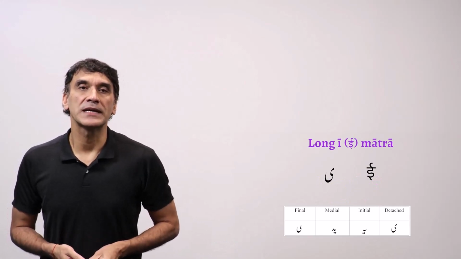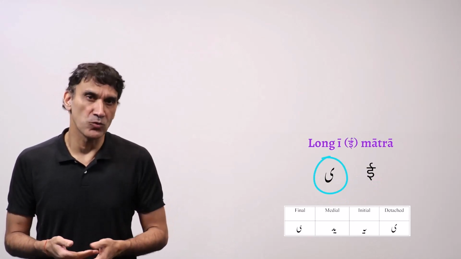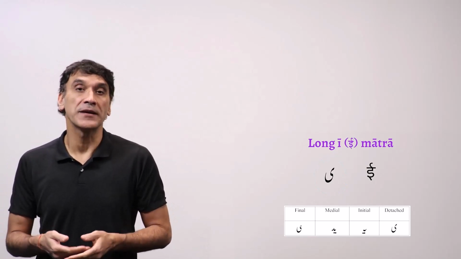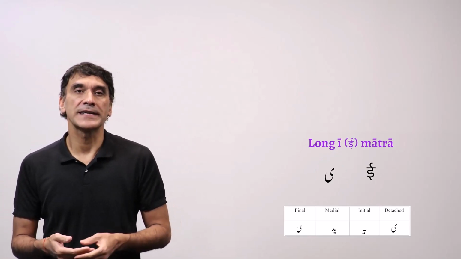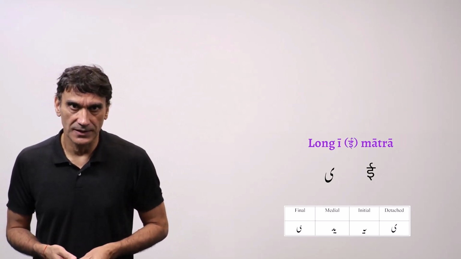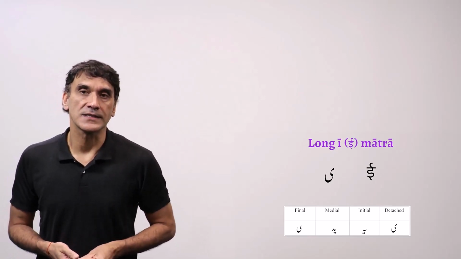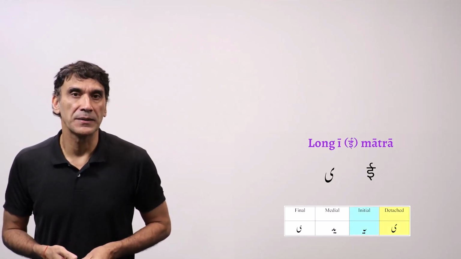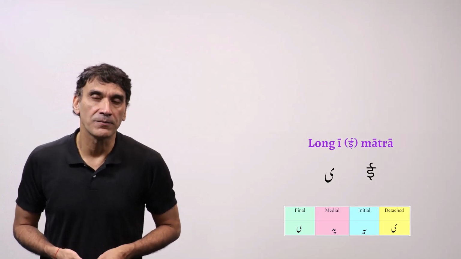The Hindi long mātrā is represented by Choti Ye in Urdu. We have taken Choti Ye in our previous videos on Choti and Badi Ye. Here, we will take the Choti Ye only in the function of Hindi long mātrā. Just like the other letters, the Choti Ye also has four forms: detached, initial, medial, and the final form.